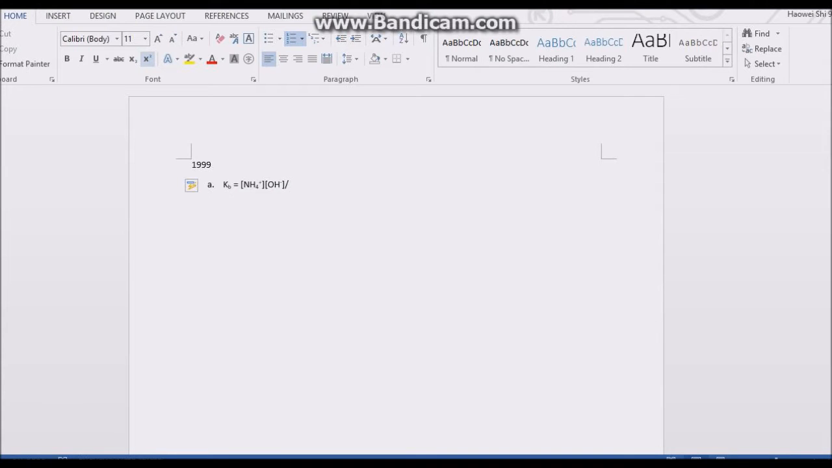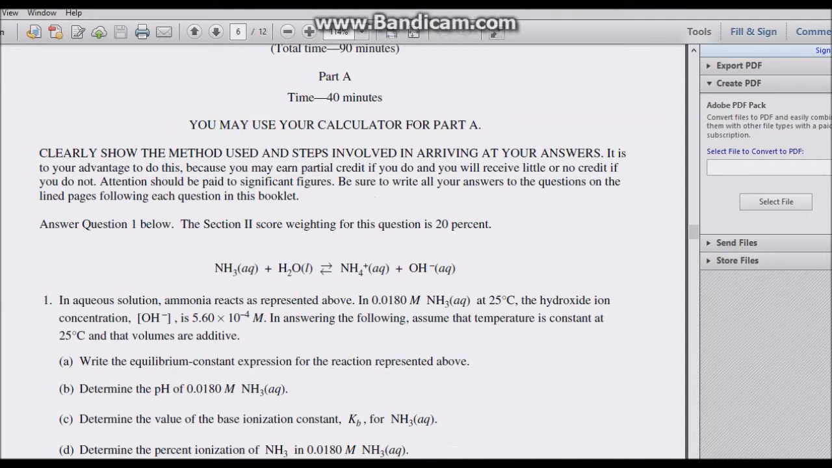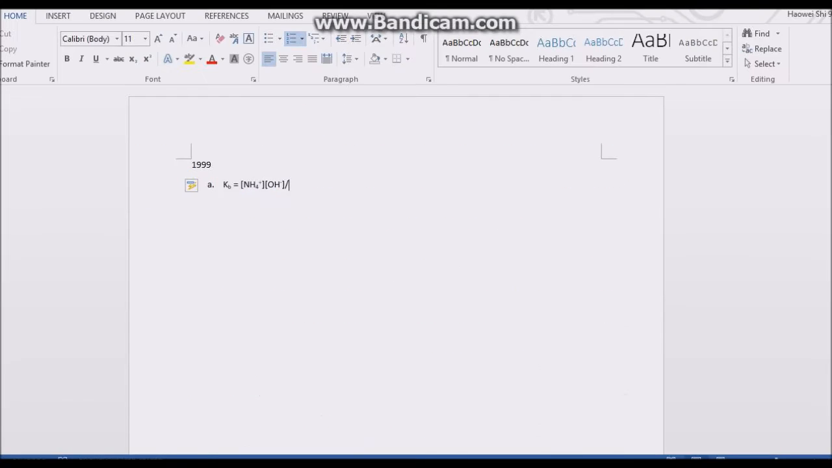divided by the concentration of NH3. So this is the first part. The first part should be an easy grade for you.